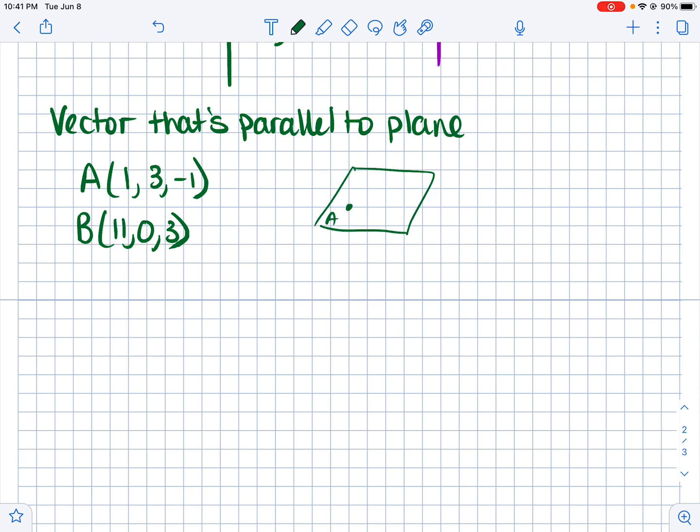So let's say I have point A and point B. To find a vector that's parallel, I can find the vector AB or BA. So if I find vector AB, that would be 11 minus 1, so 10, 0 minus 3, negative 3, and 3 minus negative 1, so 4. So I just found a vector that's parallel to my plane. And I could find tons of them.